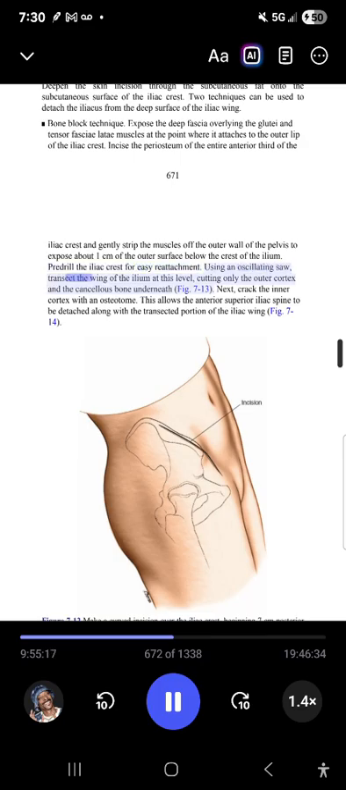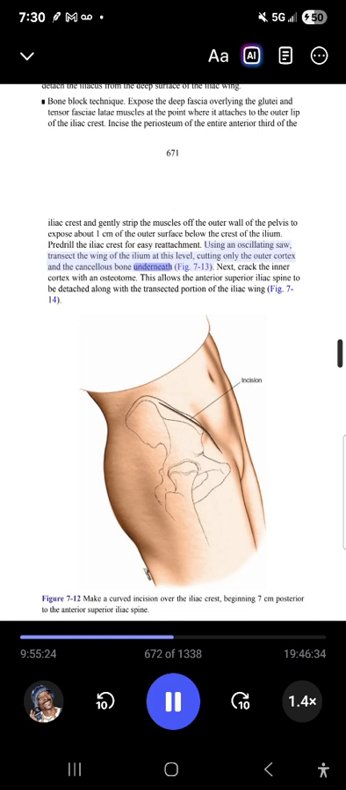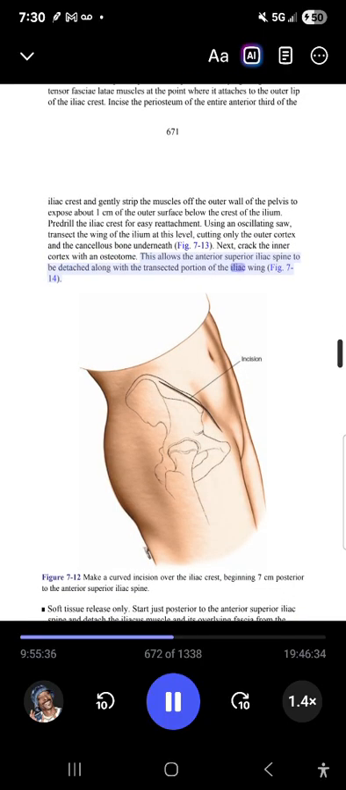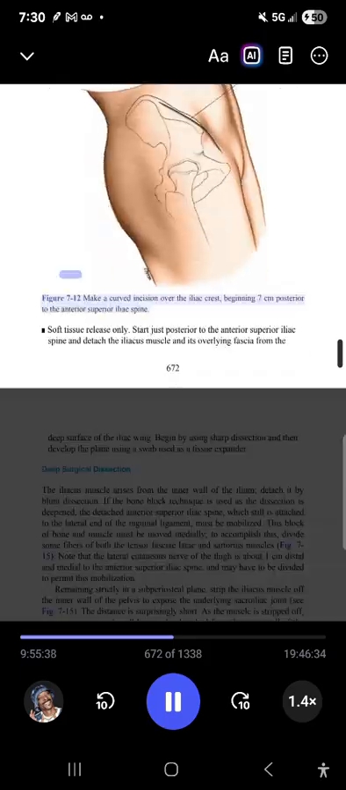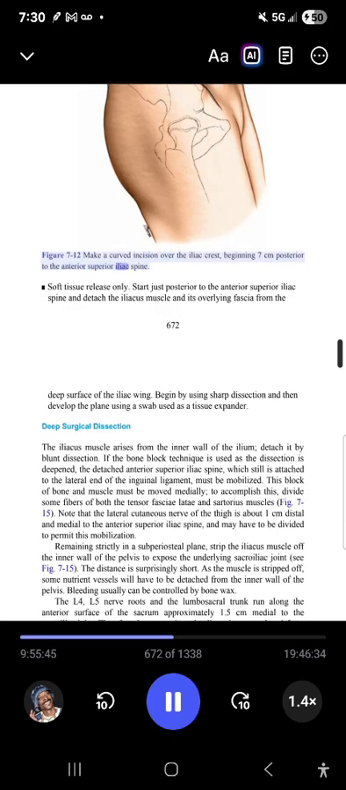Using an oscillating saw, transect the wing of the ilium at this level, cutting only the outer cortex and the cancellous bone underneath. Figure 7-13. Next, crack the inner cortex with an osteotome. This allows the anterior superior iliac spine to be detached along with the transected portion of the iliac wing. Figure 7-14. Figure 7-12, make a curved incision over the iliac crest, beginning 7 centimeters posterior to the anterior superior iliac spine.